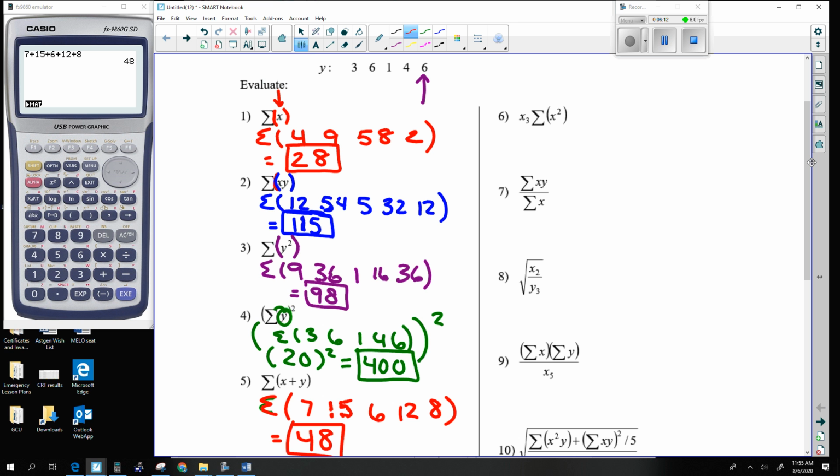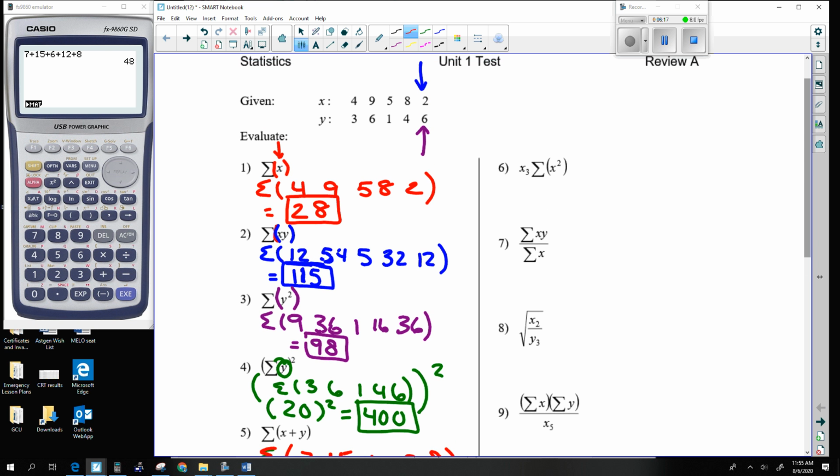Right, number 6 is x sub 3. So again, what that means is that is the third x. x sub 3. It's not x to the third power. Okay, so x to the third power is not the same thing as x sub 3. Those are two different things. What x sub 3 is, is the third x. So if this is the first x, second x, third x, fourth x, fifth x, etc., the third x, x sub 3, is the number 5.